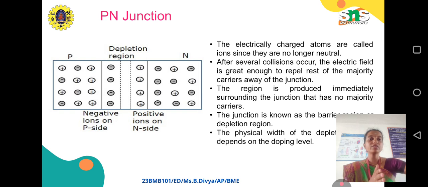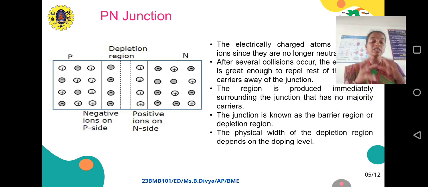The physical width of the depletion region depends on the doping level. According to how much doping is introduced into the PN junction diode, the depletion region gets developed. This is the working of the PN junction diode, how the structure looks and how it works. Thank you.